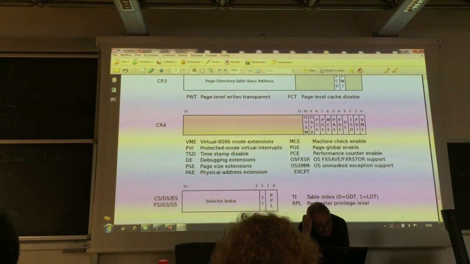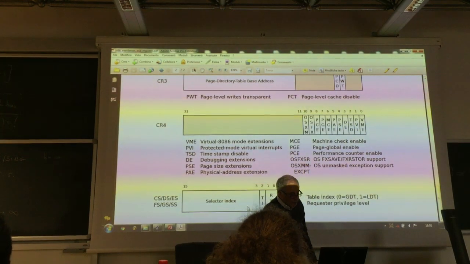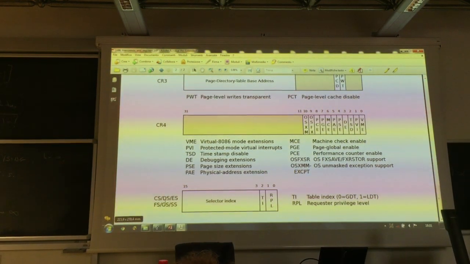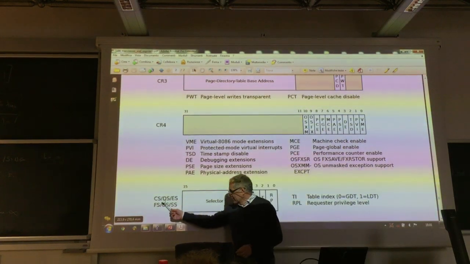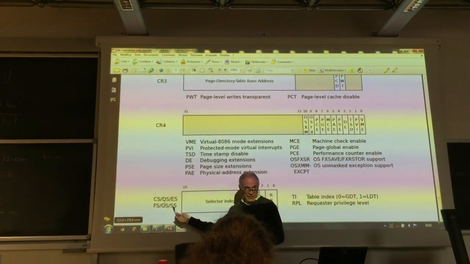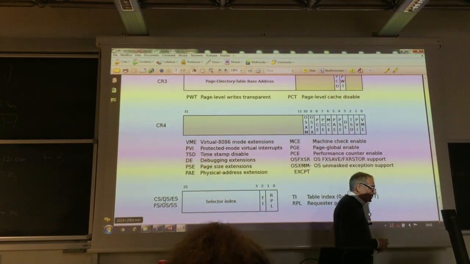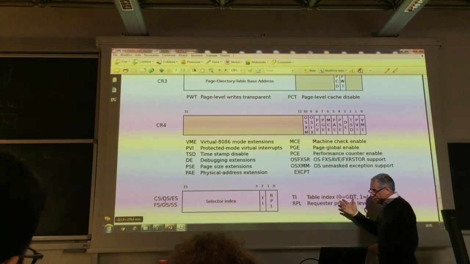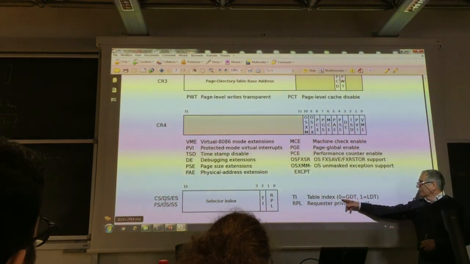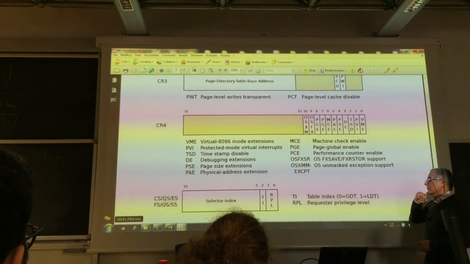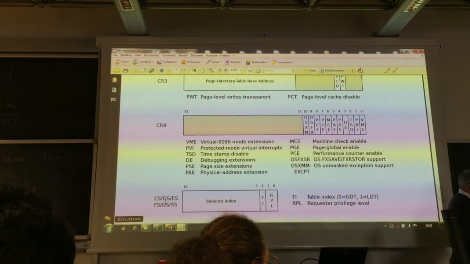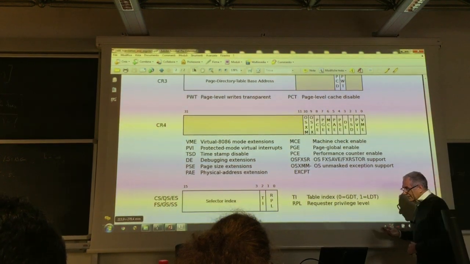The selector indicators are kept in registers. These are the registers of the Intel architecture: the code segment, data segment, E, F, G segment registers, and the stack segment. Each reference is done through these registers that contain the selector index plus 2 pieces of information: the table indicator, global descriptor table or local descriptor table, and these 2 bits that represent the privilege level. What is this privilege level?